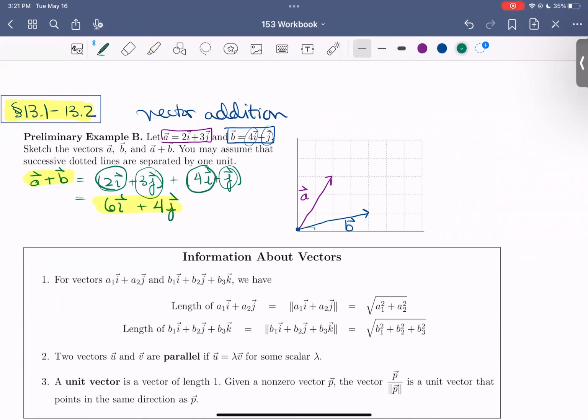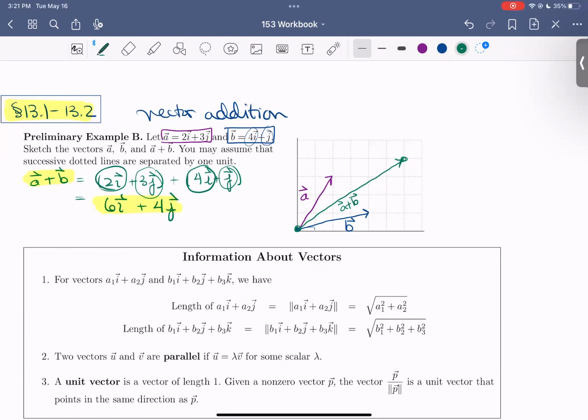Let's go ahead and graph that as well. We'll graph that in green. So we count over 1, 2, 3, 4, 5, 6 in the horizontal direction, and 1, 2, 3, 4 in the vertical direction. So then our vector would look like this. So that would be A plus B.